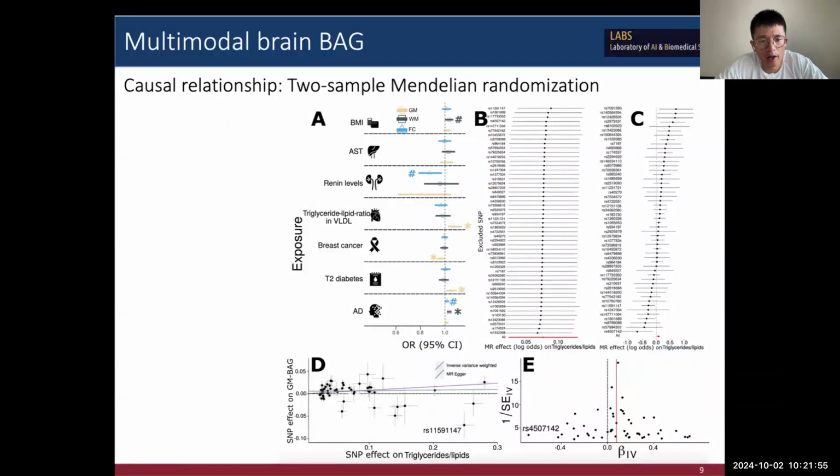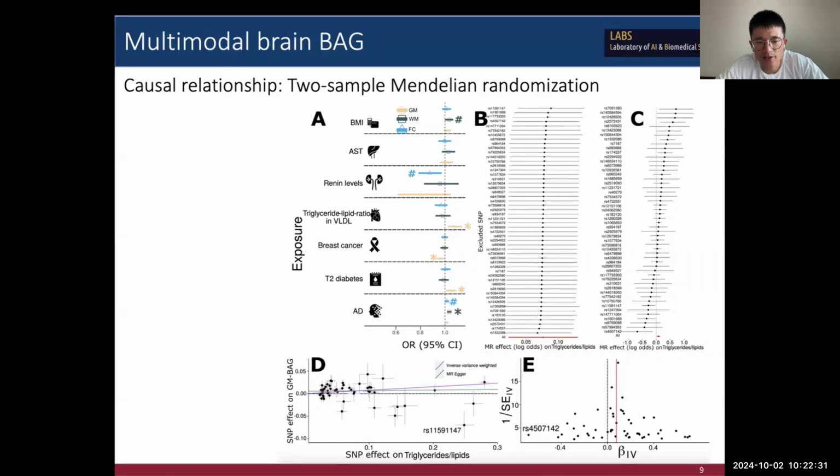Finally, another way to explore the genetic architecture of the three BAGs, we performed two-sample bidirectional Mendelian randomization between the three multimodal brain BAGs and several clinical traits, including disease endpoints, lifestyle factors and some other biomarkers. As shown in figure A here, the star symbol shows significant results after multiple comparison correction. The other symbol denotes nominal significance.